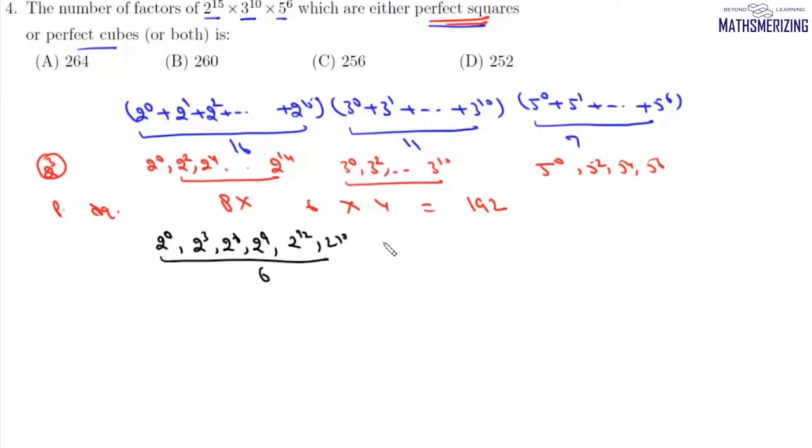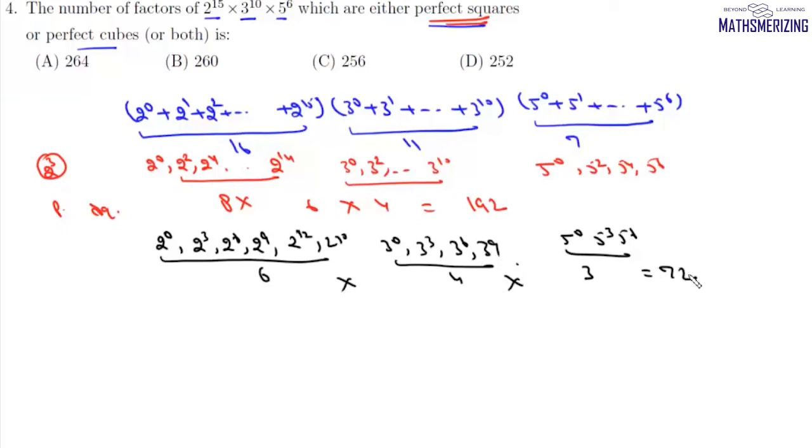And then for 3, it will be 3^0, 3^3, 3^6, 3^9. That is 4 such values. And then for 5, it will be 5^0, 5^3 and 5^6. That is 3 values. So it will be 6 × 4 × 3, and that is 72. So we have 192 perfect squares and then we have 72 perfect cubes.